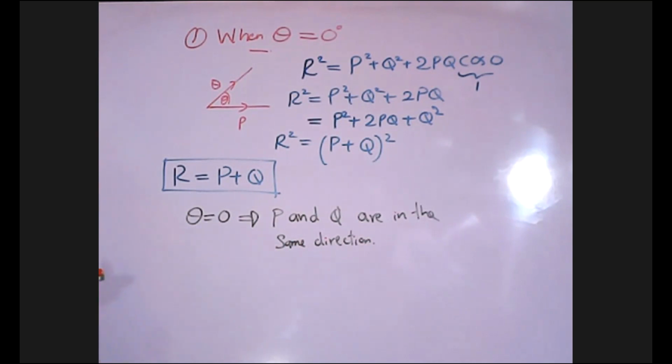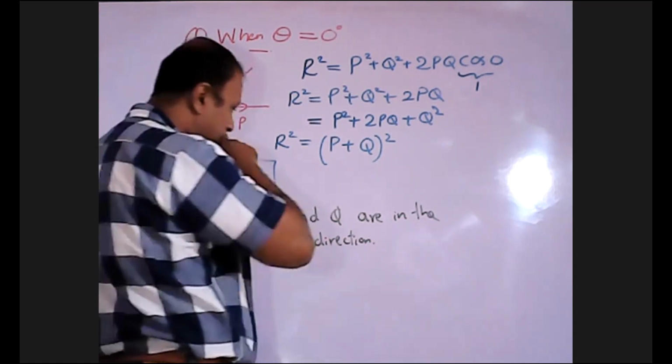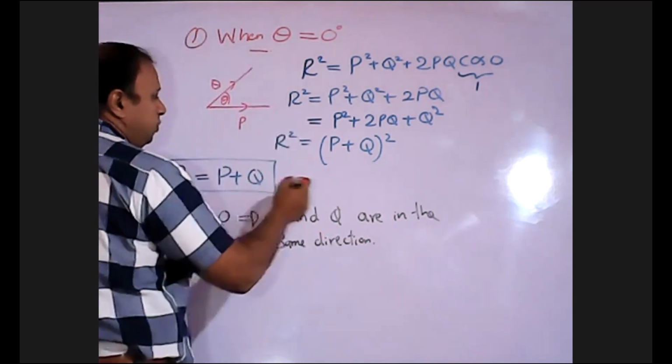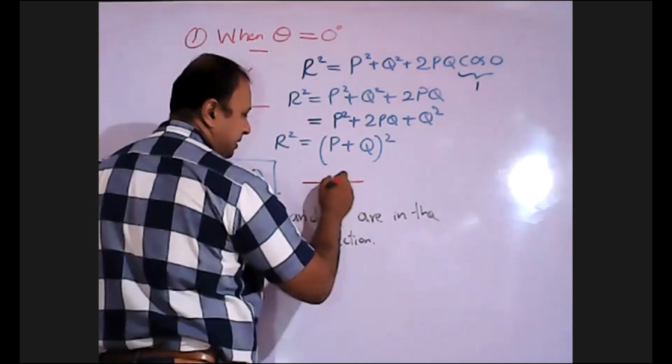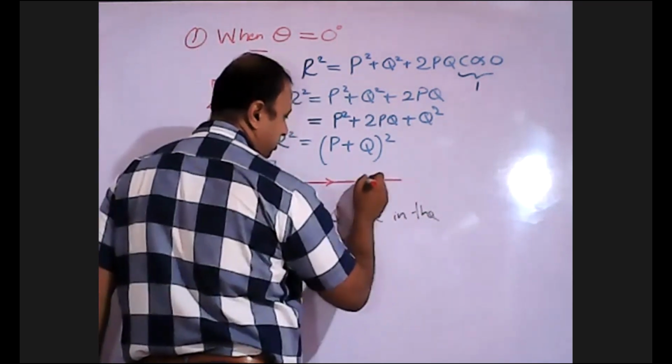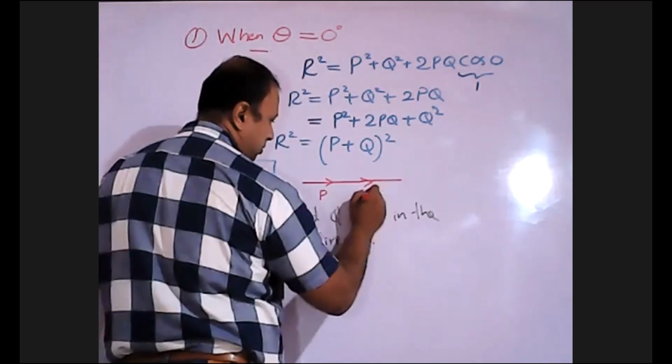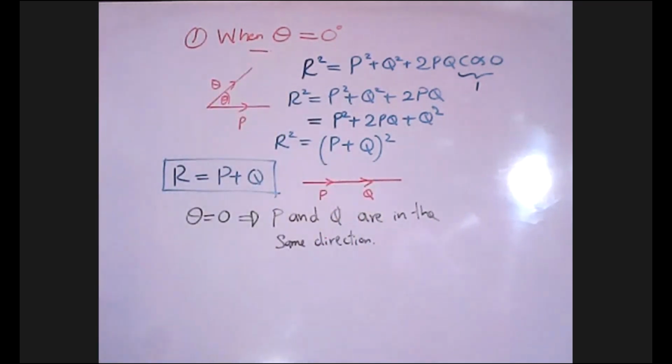Okay, right. The main topic is special cases of vector parallelogram theorem. Then case number 1 is when theta is equal to 0. Then you can write this one. Theta equals 0 means P and Q are in the same direction. You can draw this one also.